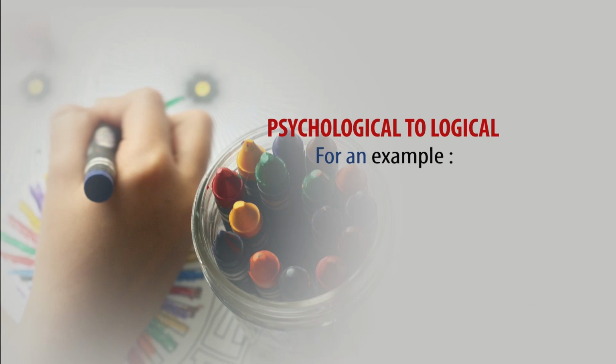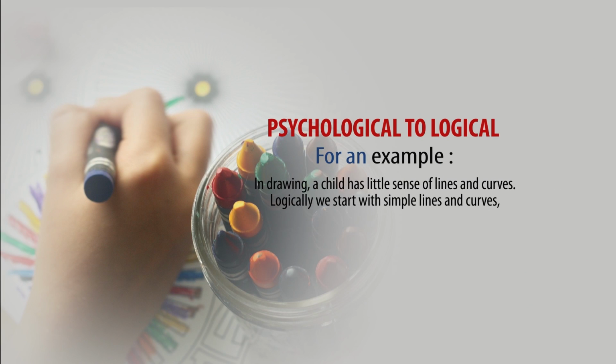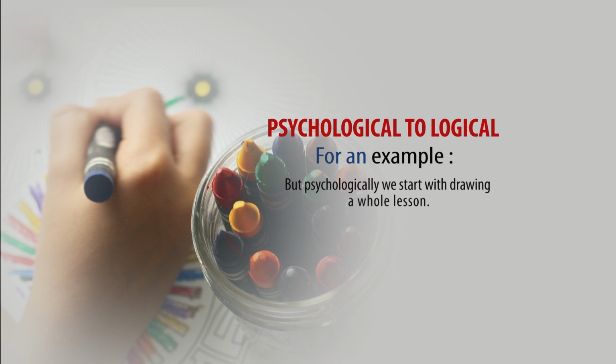In teaching English, the structures are selected as per needs and requirements of the students and then arranged in a logical way. In drawing, a child has little sense of lines and curves. Logically, we can start with simple lines and curves, but psychologically, we start with drawing a whole lesson. A teacher tells the story of a poem to students when they are not interested in reading. With this, a teacher proceeds from psychological to logical sequence.